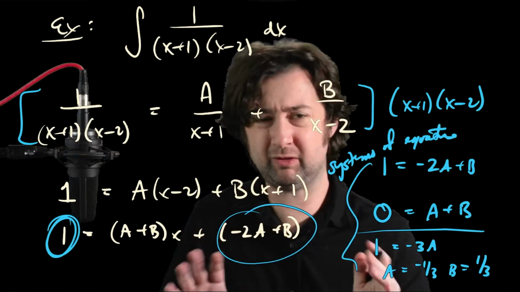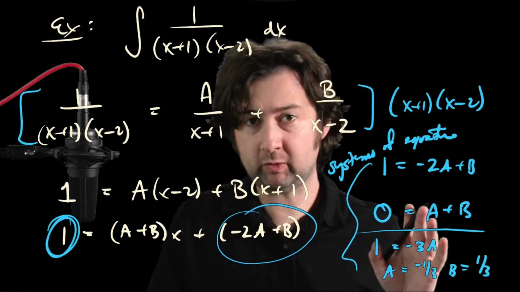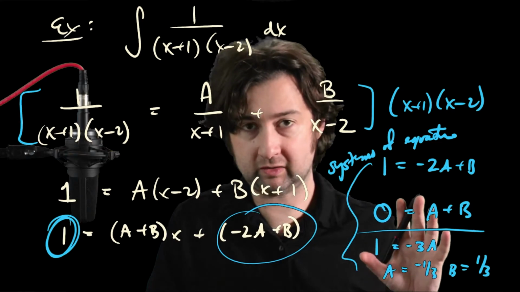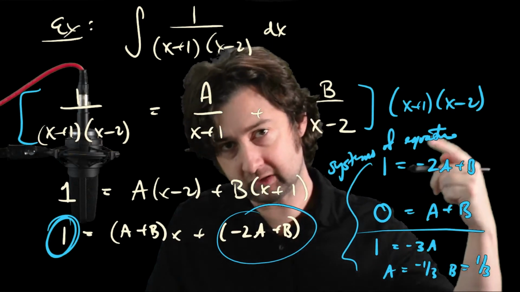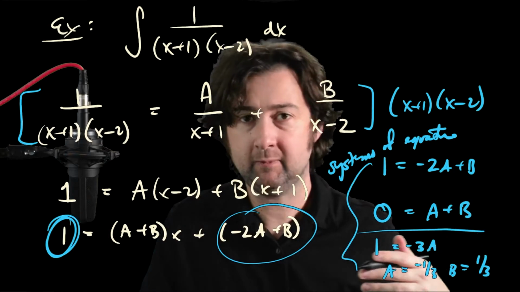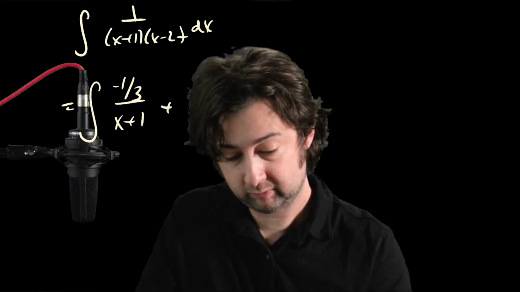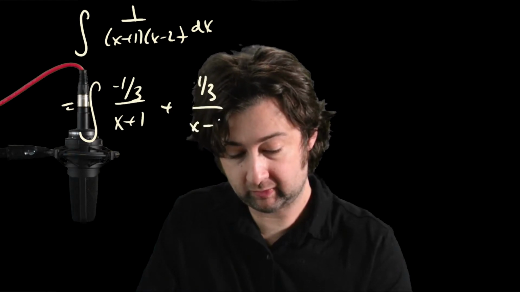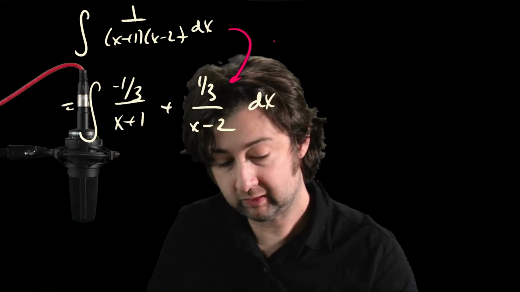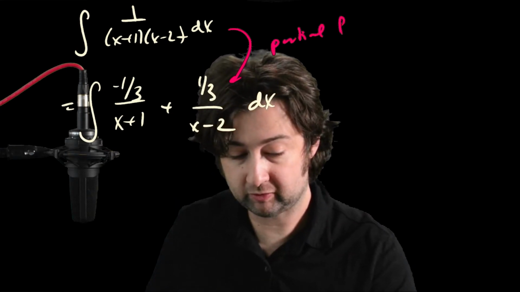And right here, you should see where the difficulty is going to be. Systems of equations get actually difficult to solve as the number of variables goes up. So this is a 2x2 system. It's very easy. But if there had been 3 terms over here, there would be 3 coefficients to solve for. We've shown that the integral of 1 over x plus 1 times x minus 2 dx can be written as the integral of negative 1/3 over x plus 1 plus 1/3 over x minus 2. To get from here to here, that is what we did with partial fractions.